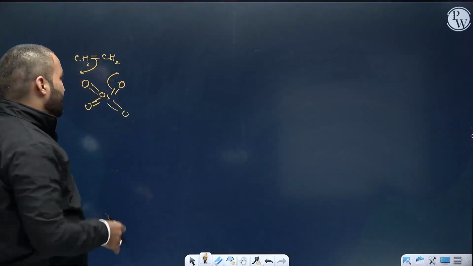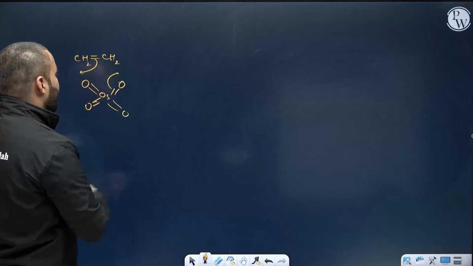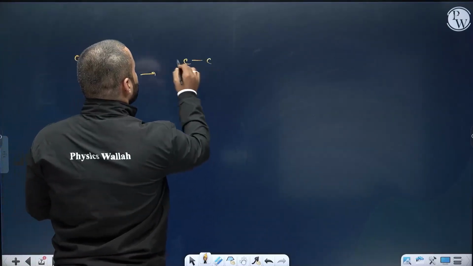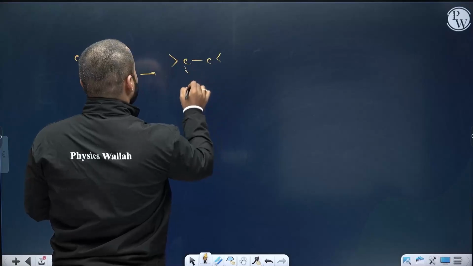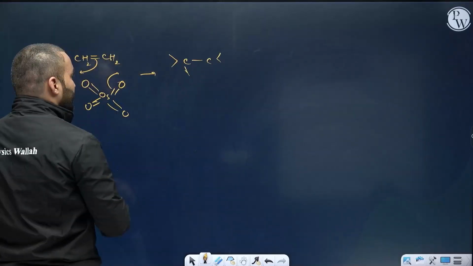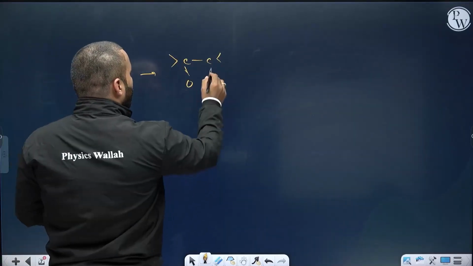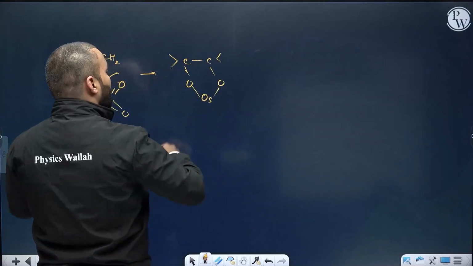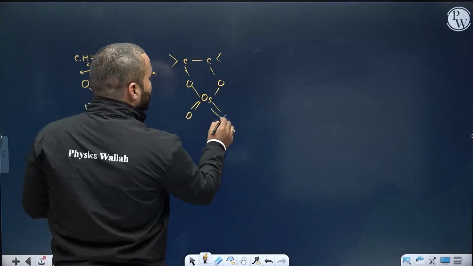What happens eventually? This is one vague way of understanding, a hand-waving argument, that there will be a carbon-carbon single bond and this oxygen forms a bond here. Another oxygen also forms a bond here. Osmium is hanging in between. These double bonds are also present over here.